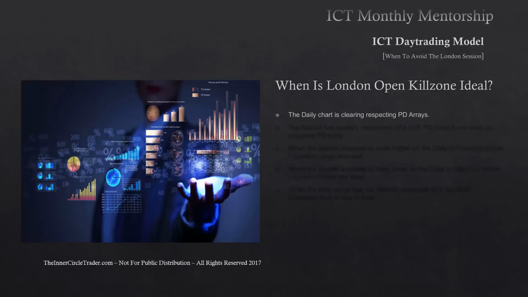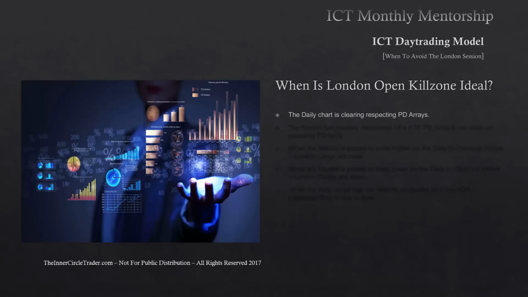Now, when the market is poised to trade higher on the daily to a premium array, we're going to be looking for London longs, because they're going to be ideal entry points. Because we know that on the higher time frame daily, it's respecting the PD array matrix, and the most likely outcome is it's going to be reaching for a premium PD array. The range at which it is trading at right now at market price to the next premium PD array is going to be indicative of how much we can anticipate for the next price move higher.